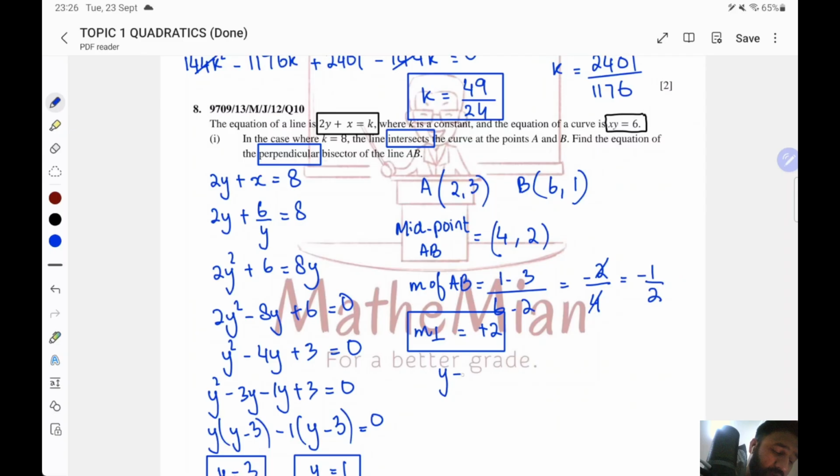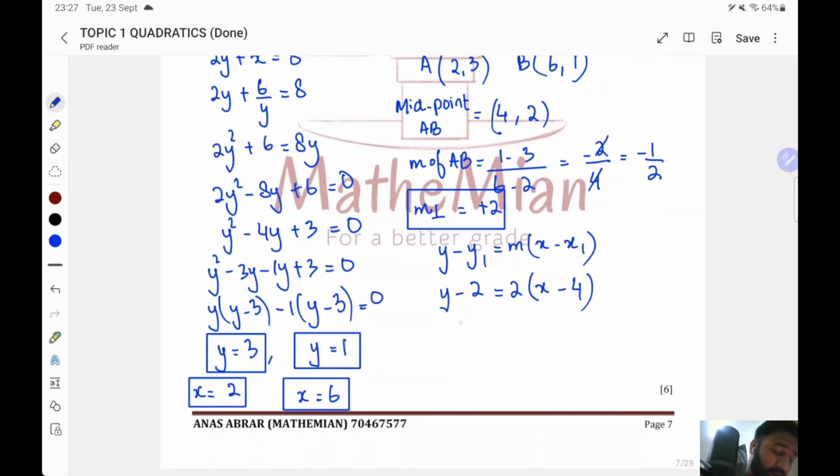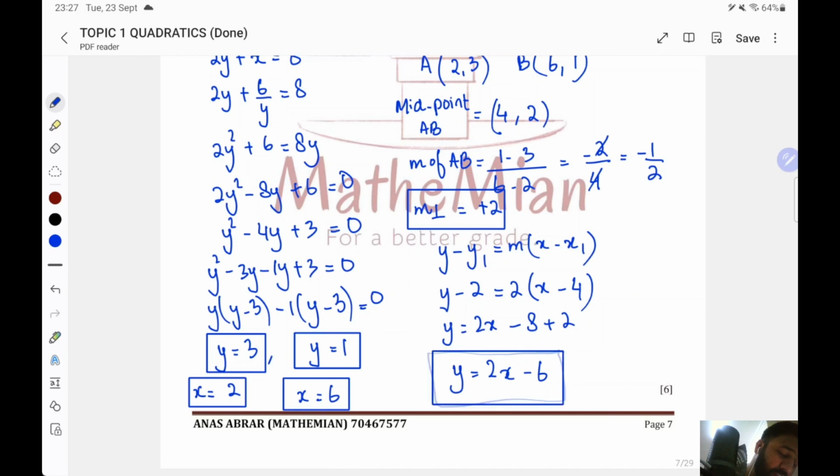We will use the equation of the line, which is y minus y1 equals m into x minus x1. We can use the coordinates from where the line is passing. The line is passing through (4, 2), so the value of y1 is 2, the gradient is 2, x minus the coordinate of x is 4, so y equals 2x minus 8 plus 2, and the equation of the line will be y = 2x minus 6. This is the equation of the line which is perpendicular, which is a perpendicular bisector of AB.